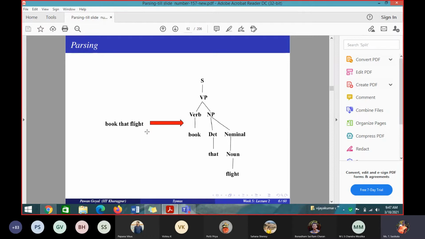So this path is not correct. So I am trying with the second start node. S gives auxiliary NP, VP. That is also wrong because auxiliary gives does. Does is not a starting word. My starting word is book. So that also will not derive the sentence.